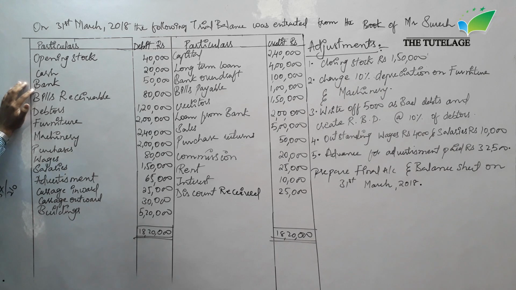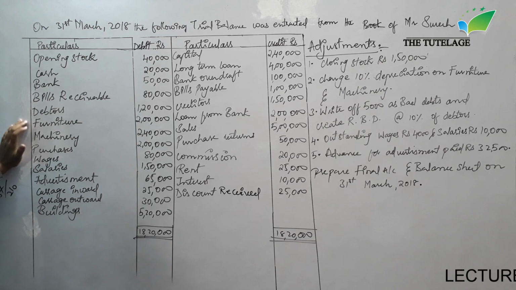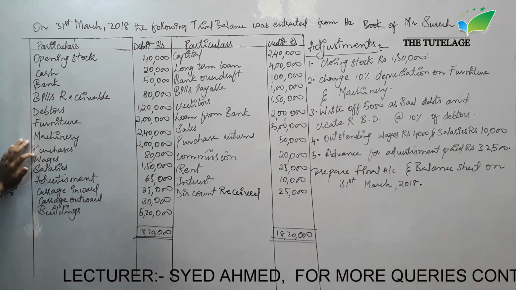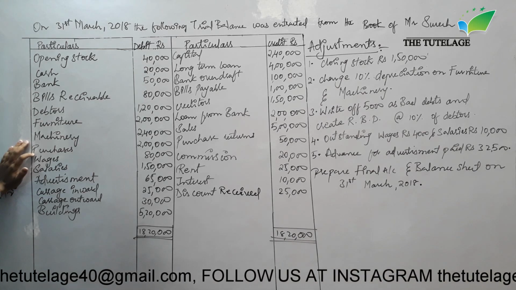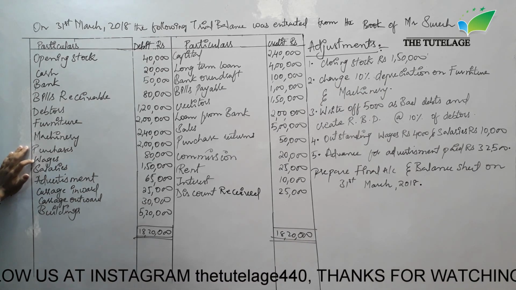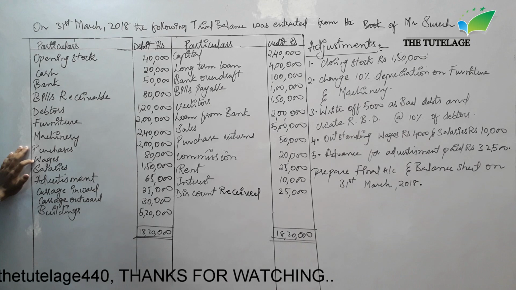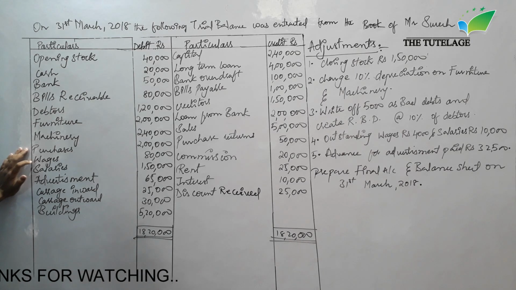Bank is also an asset, we should record in the balance sheet asset side. Bills receivable is also an asset. Debtors is an asset. Furniture, asset. Machinery, asset. Purchases we record on the debit side of the trading account. Wages is an expense, we record on the debit side of the trading account.